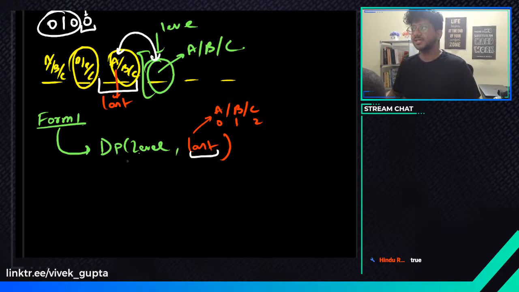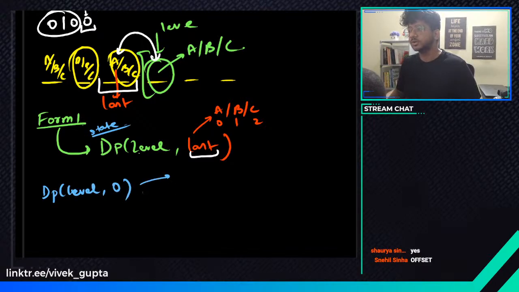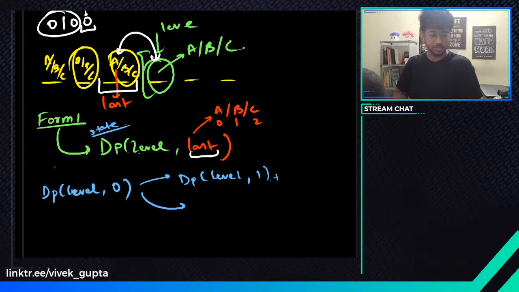Now over here there is a small caveat. I'm going to explain what that is, but towards the coding, this is the state part. Transitions are very easy. Dp of level comma, let's say 0, you can go to dp of level comma 1 or 2, you can put a 1 over here or 2 over here. What is the problem? Let me just quickly go back and see it once.